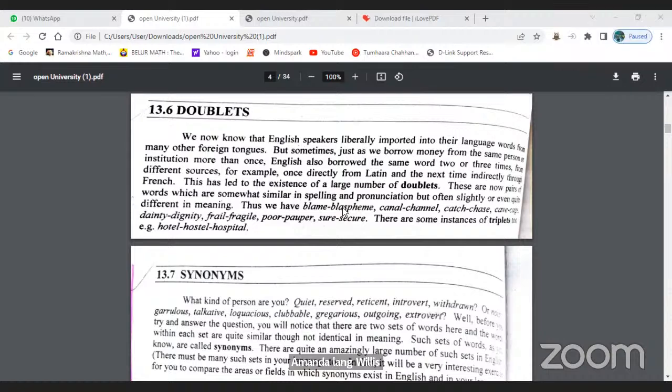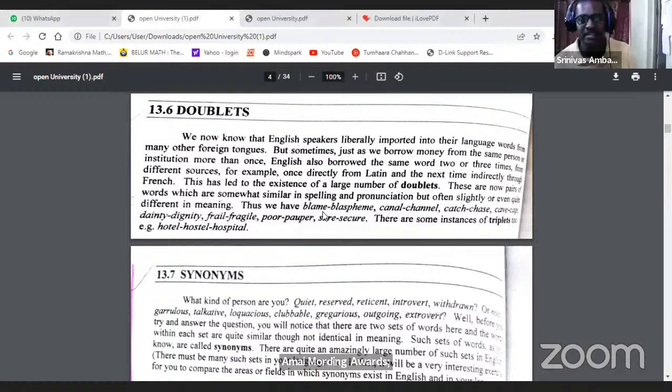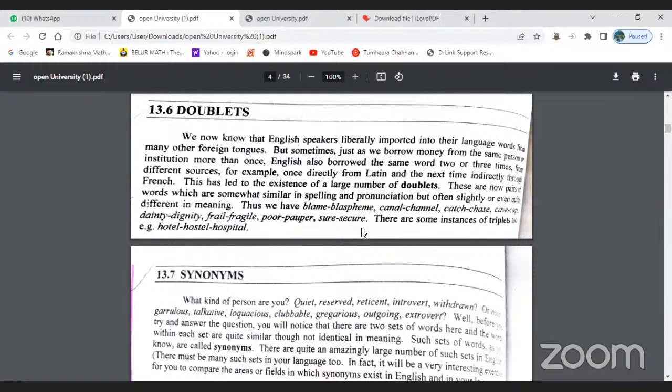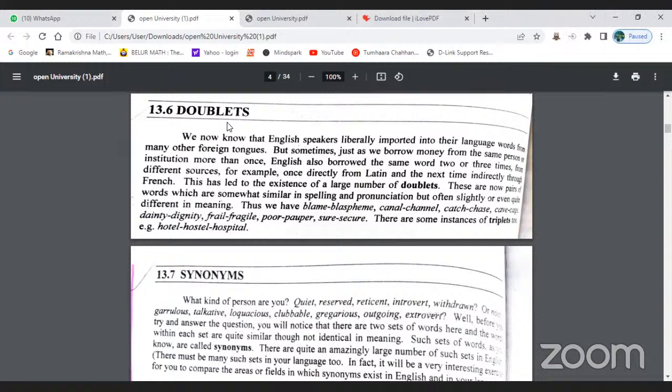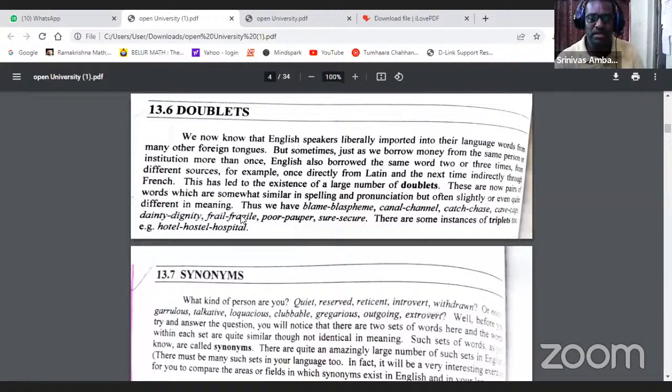Double means two, no? So for example, if you look at this: blame, blasphemy; canal, channel; catch, chase. These are all doublets. We have borrowed them from different languages. So this question will be there. Prepare very well. Note down the page number, doublet page number, 160. Definitely you will get one question saying define doublets with examples. So define and give some examples.